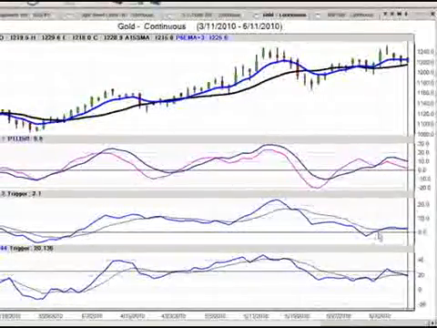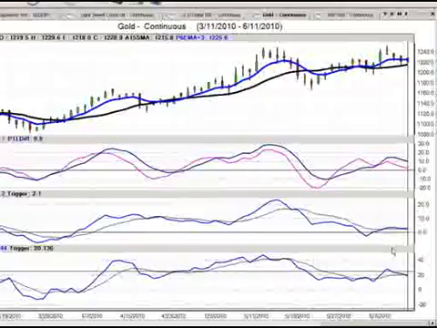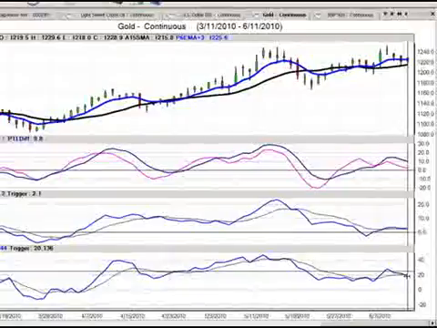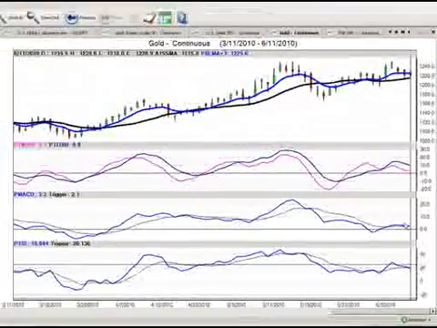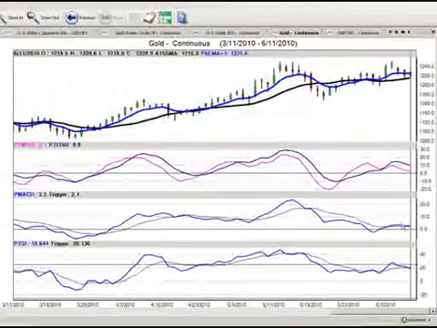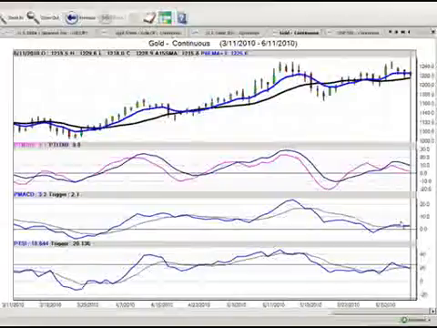Now, of concern here is that we've got a mixed signal from the predicted MACD and the predicted true strength indicator. We almost have a crossover to the downside on the predicted true strength indicator, which is of course a concern to me, but I think the overall bias to gold is still on the upside. We can see that the predicted MACD has crossed over the trigger and it is holding above the zero line. So again, that is indicative of a slight pullback in gold, and then we're going to probably move higher.